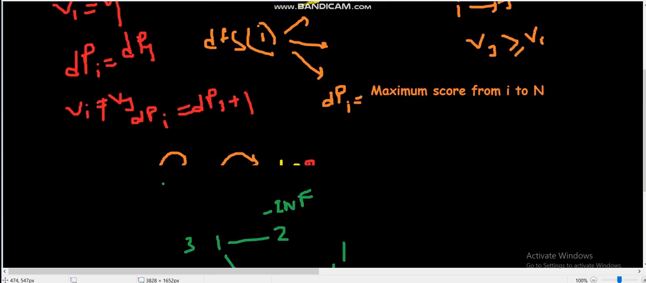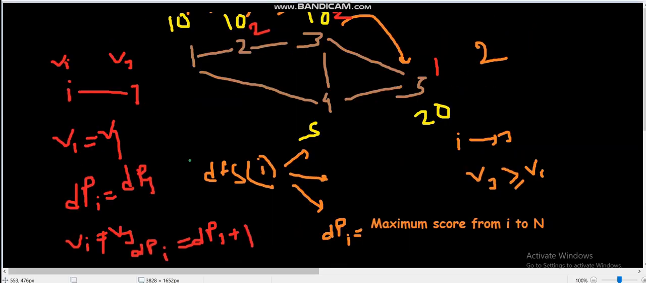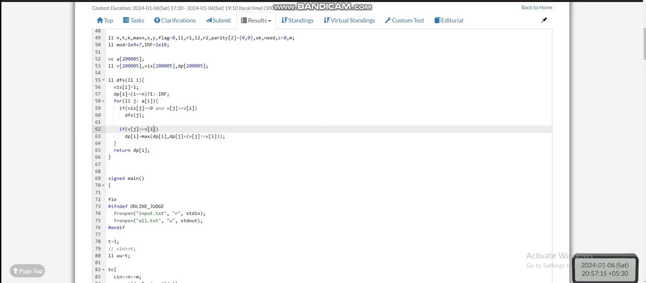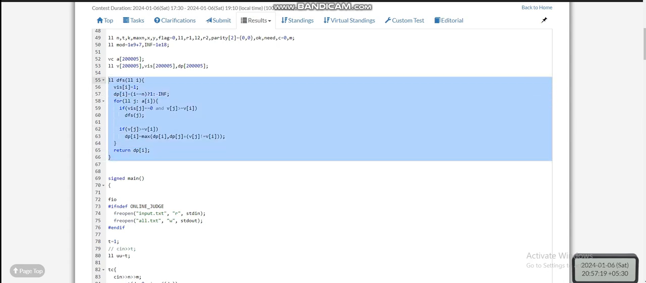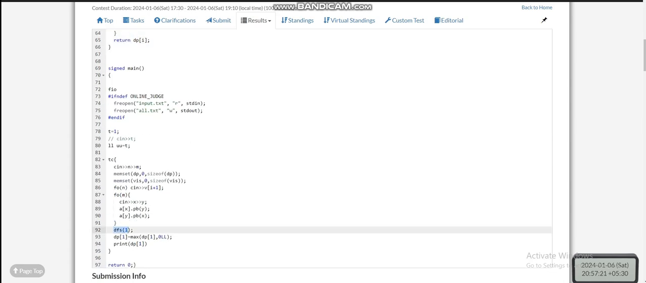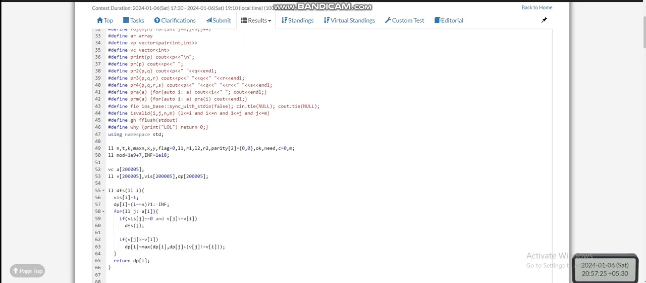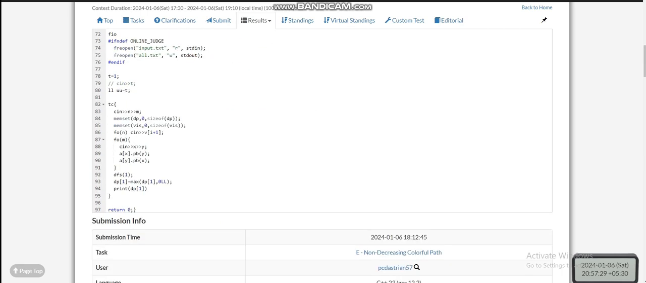So these two conditions are merged together. If vi not equals vj, then we are doing dp i equals dp j plus 1, else it will be dp j. So this is the dfs, and we are calling dfs of 1. And if the dp1 value is less than 0, because we are marking negative infinity also, then we are taking maximum of dp1 comma 0, and then we are printing dp1.